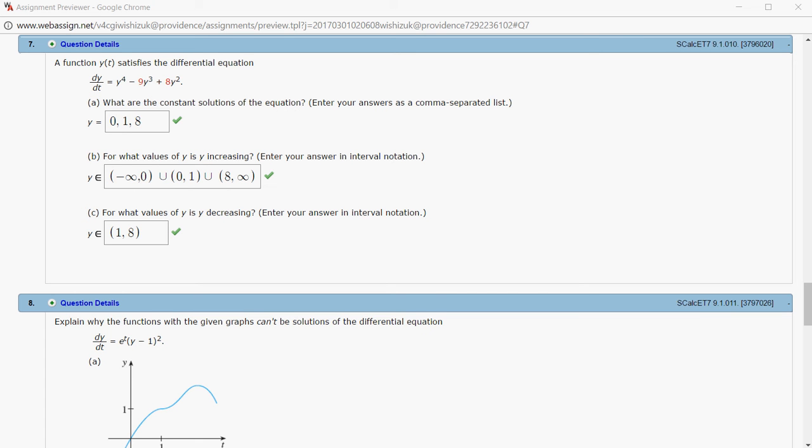When y equals 0, you have a constant solution, so we needed to eliminate 0 from there. So for what values of y is y increasing? You can see that it's between negative infinity and 0, skipping 0, then 0 to 1, skipping 1, then 1 through 8, and 8 to infinity. I guess that's it. I hope that this was clear.